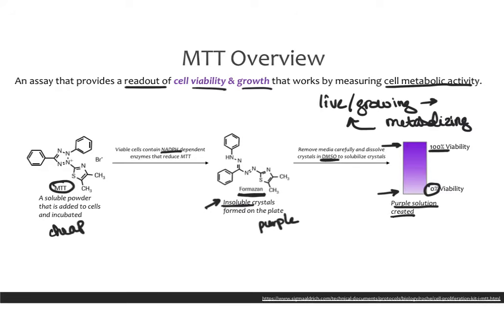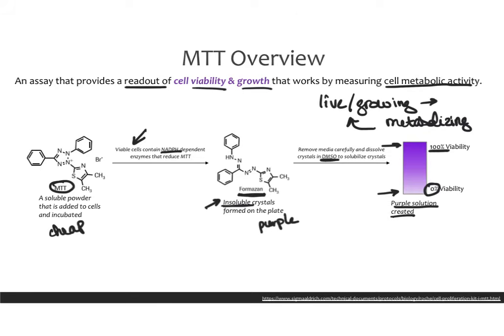Now, of course, now that I've told you this, it's easy to see that there are some very obvious pitfalls for this assay. The cells have to be actually metabolizing for this assay to work. There are some cells that metabolize, but they just don't metabolize very fast, or they're not growing very fast, or they don't have the same reduction activity. And so you'll get a false negative readout with your MTT. That is something to watch out for.